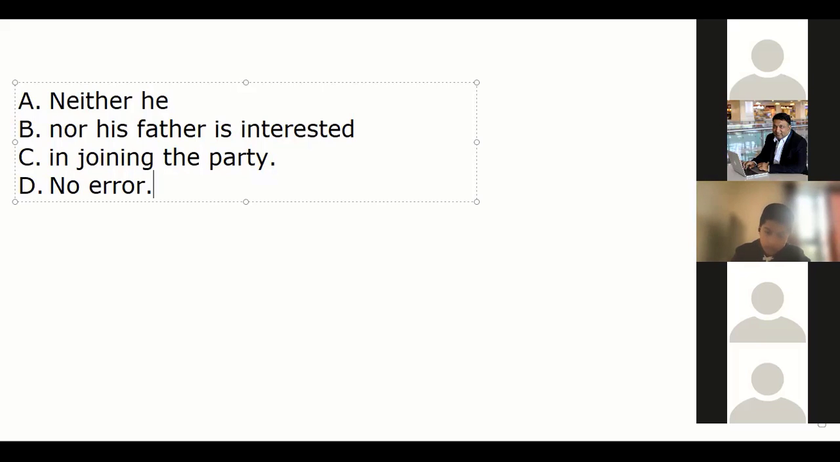No, if you use "to", then it's wrong. Neither he nor his father is interested to join the party. No, to join, in joining the party. If you said "to join", that's fine. But "in joining". So, Shaurya, tell me your view.